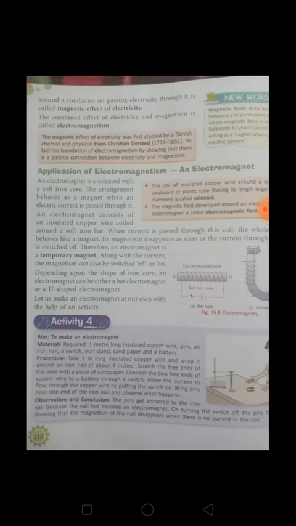Now bring the two pins near to the iron nail and observe what happened. The pins will get attracted toward the iron nail because the nail has become an electromagnet. On turning the switch off, the pins fall down, showing the magnetic nature of the nail has disappeared as we are cutting the current supply. Understood?